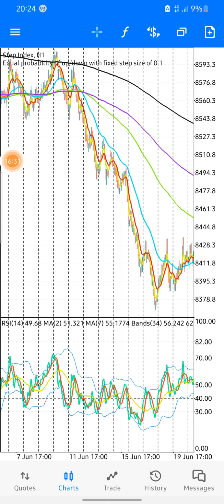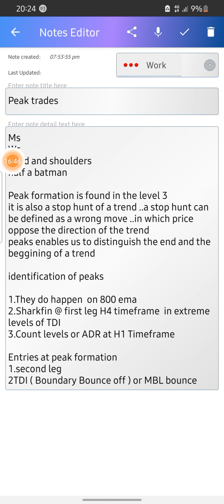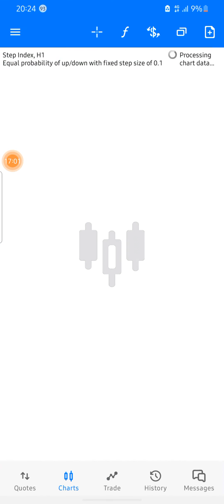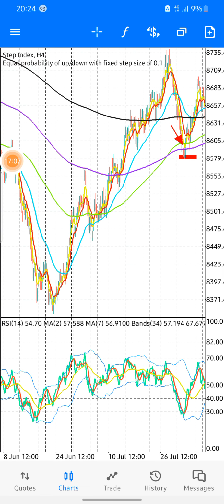Yeah, sometimes price might not form peaks at the 800 EMA. So we have to have another way of deducing our peaks, right? We can look at point number 2, shark fin at first leg, H4 time frame, in extreme levels of TDI. Okay, let me come here, let me try to look at H4 and see.